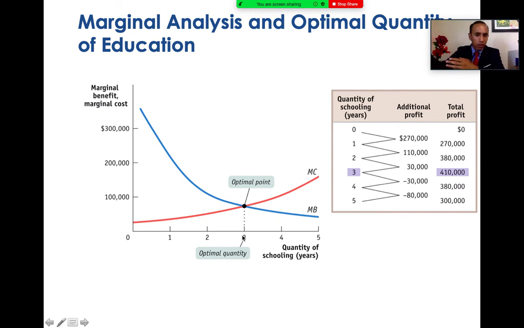If it's a 4-year degree or 5-year degree, then it's a little bit different. But you should always behave where your marginal benefits are greater than your marginal cost or equivalent, where you have an optimal condition.